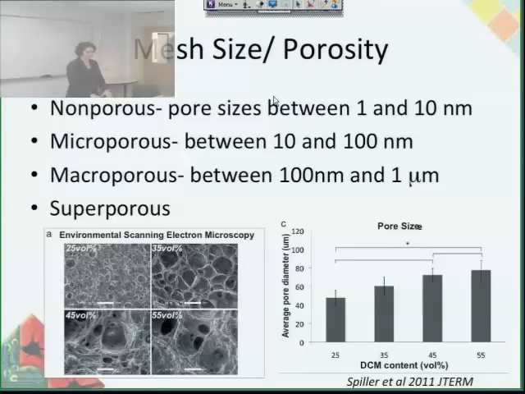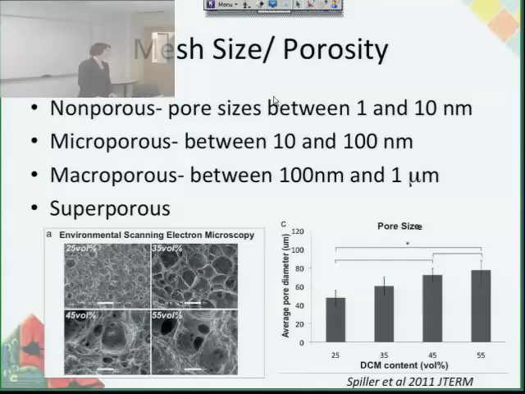So I was saying that I don't like this as a classification because non-porous hydrogels are still porous. They just have pore sizes that are between 1 and 10 nanometers. Microporous, I really don't like that name because they're not micro-sized pores, they're nano-sized, they're between 10 and 100 nanometers. Same reason why I don't like macroporous, because they are micro-sized.